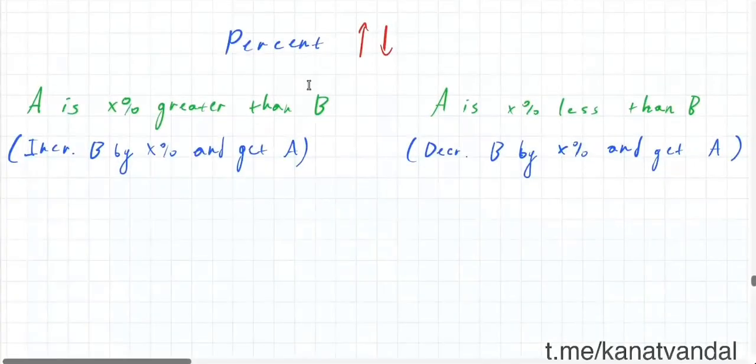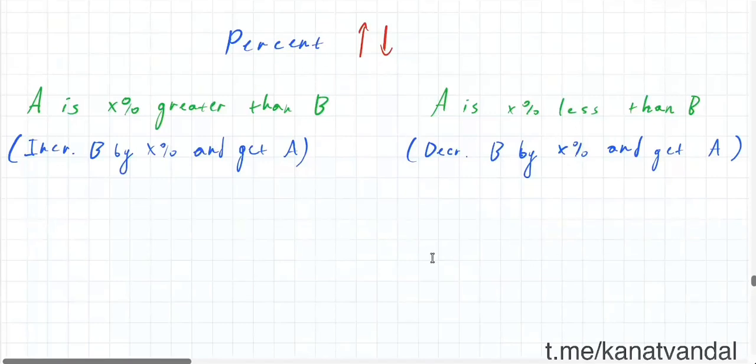Okay, you should also be familiar with the concept of percent increase and percent decrease, and you need to be aware of the two common phrases. A is x% greater than b, and a is x% less than b, okay? Well, a is x% greater than b. How does it work? You get b, right? You increase it by x%, and thus you get a, okay? You have b, you decrease it by x%, and you get a. It means that a is x% less than b, okay?